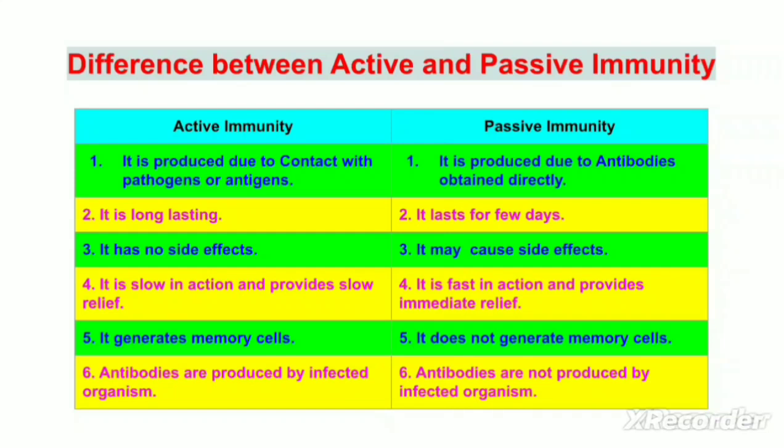Active immunity is slow in action and provides slow relief, while passive immunity is fast in action and provides immediate relief. Active immunity generates memory cells. Passive immunity does not generate memory cells. Active immunity produces antibodies by the infected organisms. In case of passive immunity, antibodies are not produced by infected organisms.